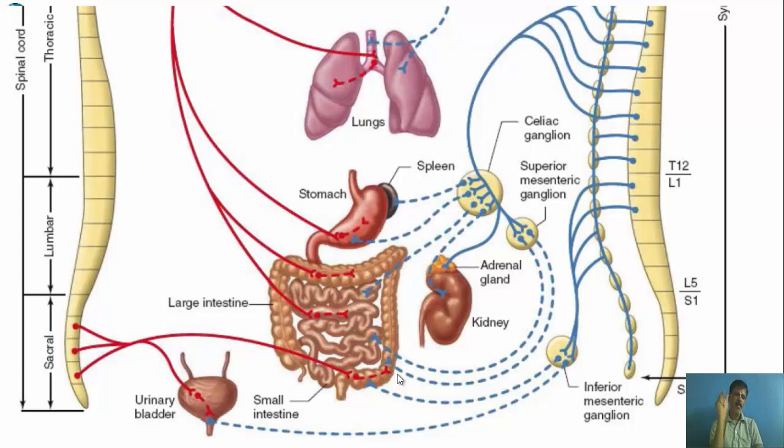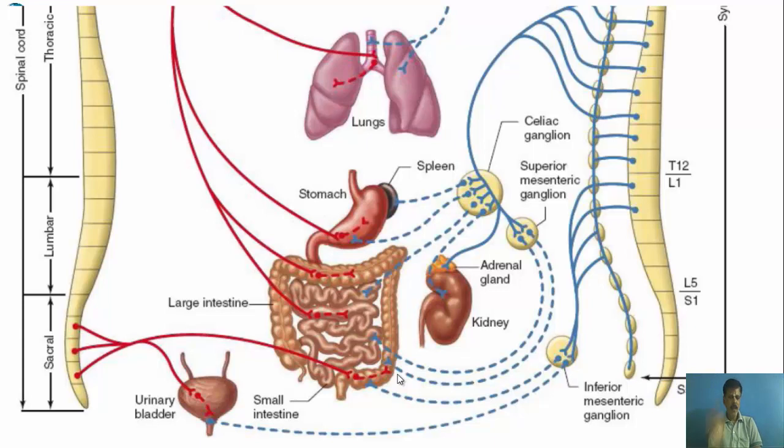The post-ganglionic parasympathetic ganglion is usually present in the organ itself. Then the sacral region, which is going to provide its nerve to the urinary bladder as well as to the rectum.